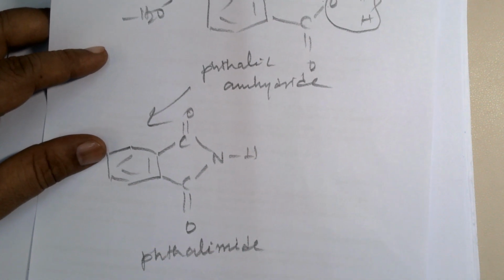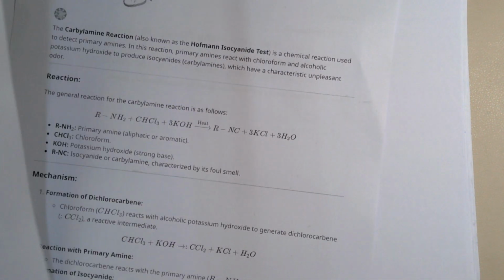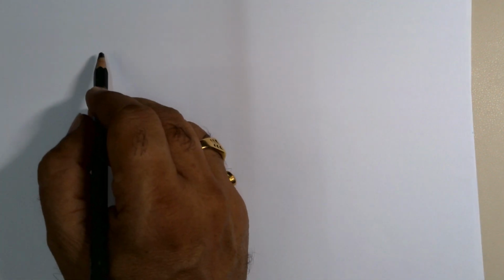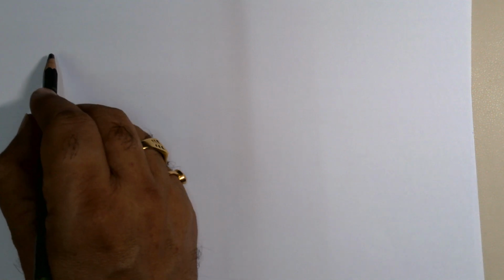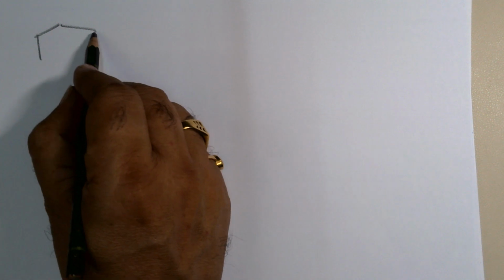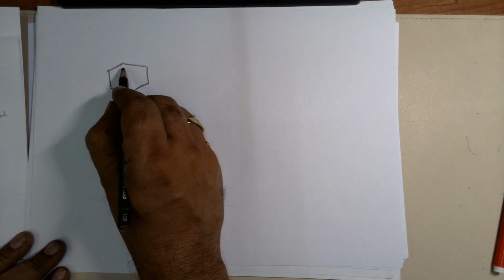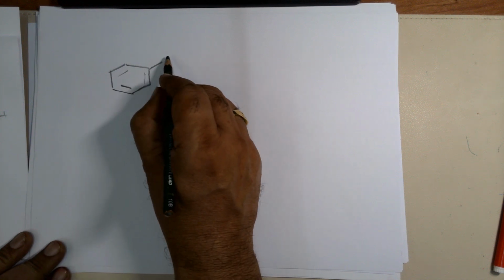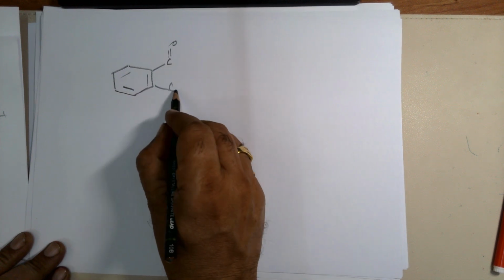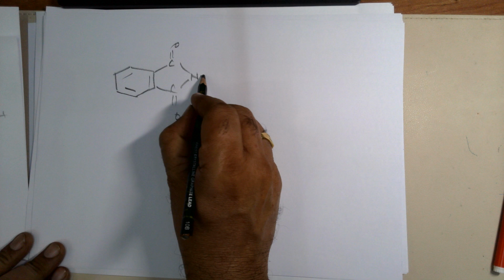Now what we are going to do with this, let us consider the phthalimide that you got. Whenever I go out of frame, please let me know, otherwise let me reduce the magnification. So let me consider a phthalimide like this, C double bond O, C double bond O, and here you have N, then H. Okay?